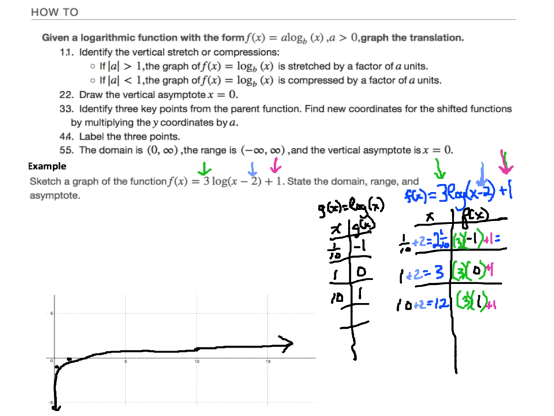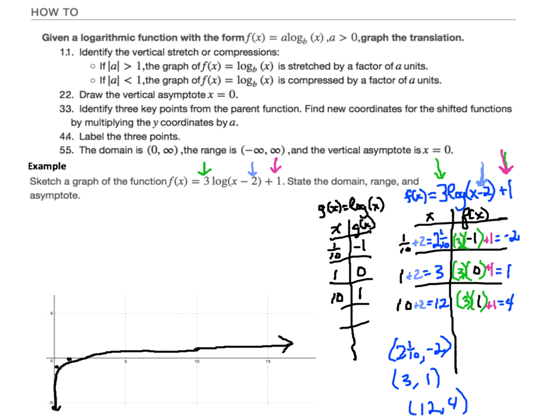Okay, negative 3 times 1 is negative 3, plus 1 is negative 2. Negative 3 times 0 is 0, plus 1 is 1. Negative 3 times 1 is 3, plus 1 is 4. Okay, so I have the points 2 and 1/10, negative 2, 3, 1, and 12, 4. So it should look like this function has been stretched in the vertical direction. It's been shifted to the right 2 and up 1.